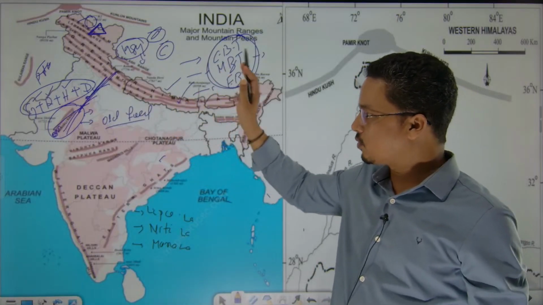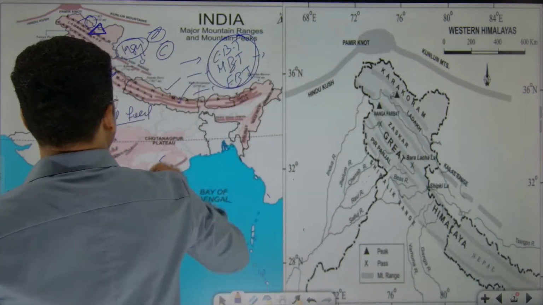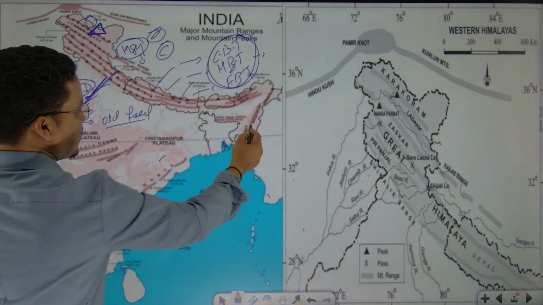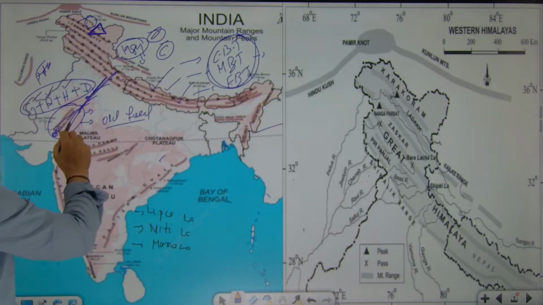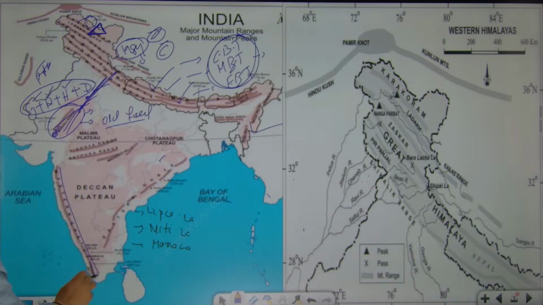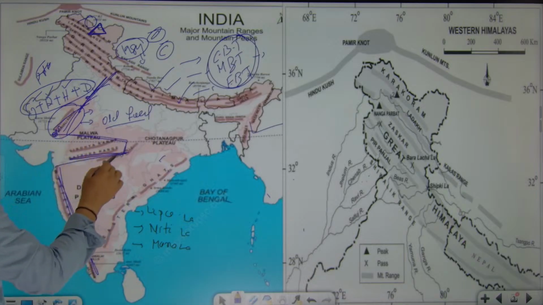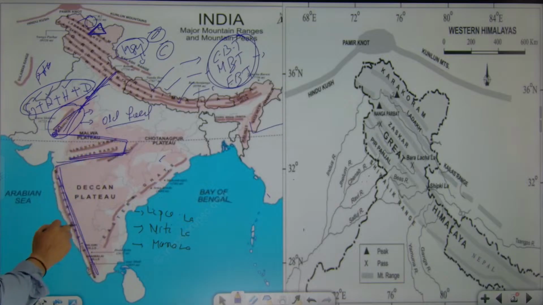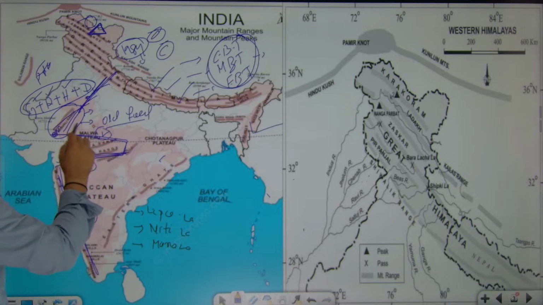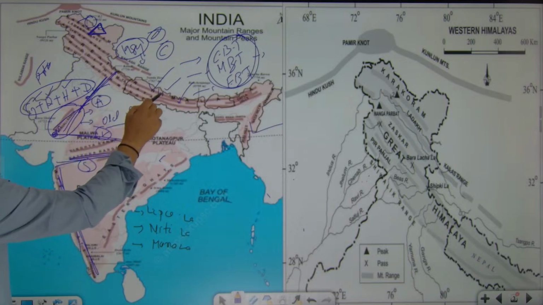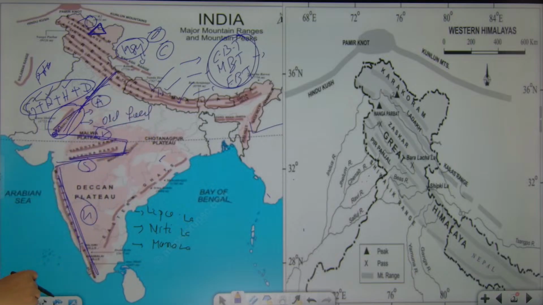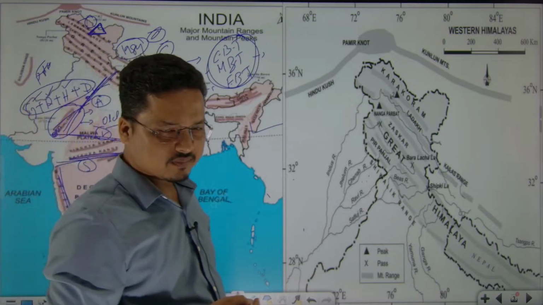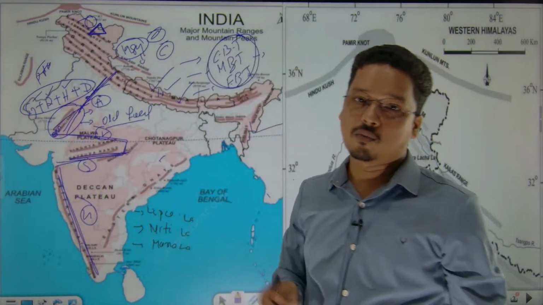Among the water divides of India, you have to remember the Himalaya is a part of the water divide, the Aravalli is also part of it, the Western Ghats also, Satpura also, and the Vindhya. So the water divides of India include the Western Ghats, Satpura, Vindhya, Aravalli, and Himalaya. These are the mountains that are the water divides of India, right?